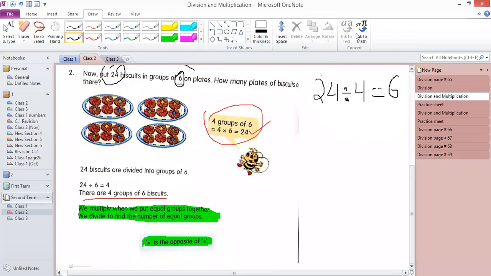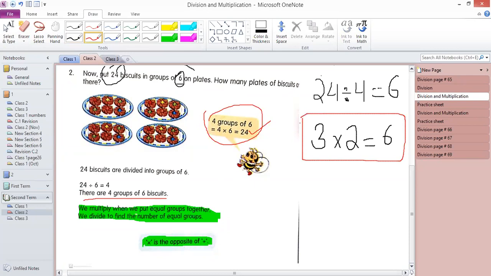Let's suppose I take one example. Here, there are 3 biscuits on one plate and such 2 plates are there. So the total number of biscuits is 6. There are 6 biscuits altogether. This is one of the multiplication sentences: 3 multiplied by 2 equals 6. If there are 3 biscuits on one plate and 2 such plates, there are 6 biscuits altogether.